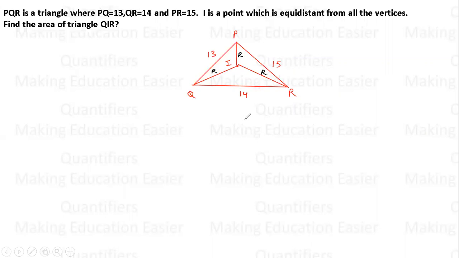Now students, just look at the required triangle. We need to find the area of QIR. Now I know the base, right? If I take QR as the base, and if I can find the height, I'll get the answer. First of all, can I say QIR will definitely be an isosceles triangle, because IQ is equal to IR.